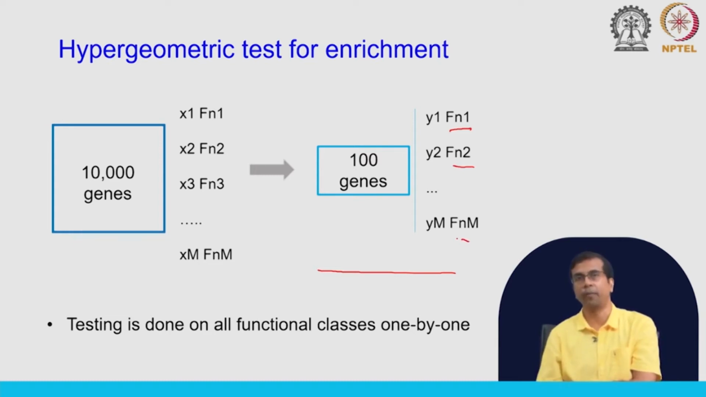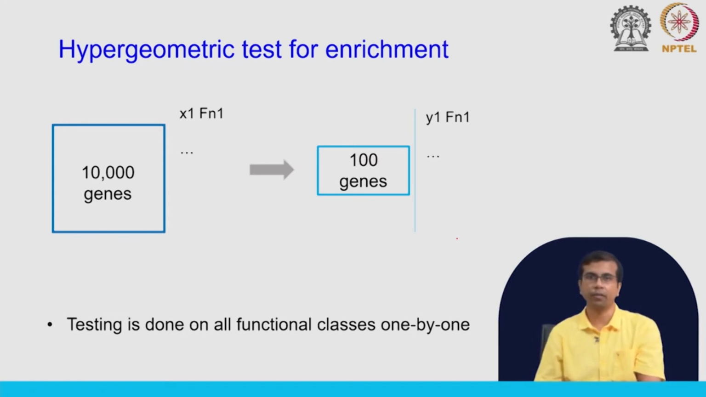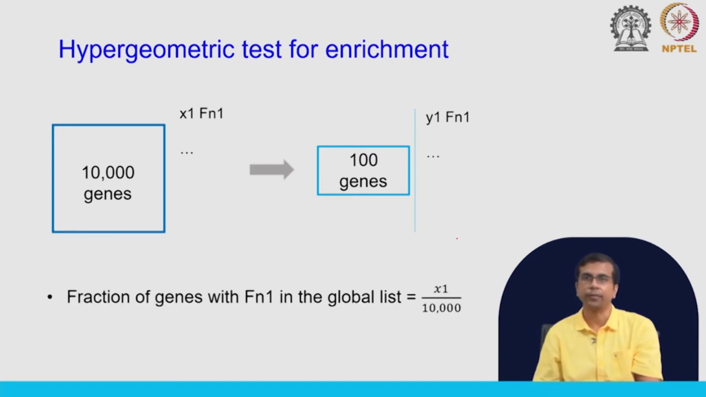Okay. And we do a hypergeometric test for all these functional classes. So, we start with functional class 1, and we will discuss how we do this hypergeometric test. Now, for functional class 1 we have x1 genes that belong to this functional class 1 out of 10,000.